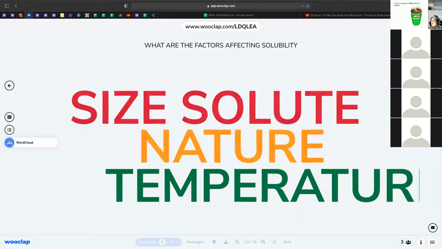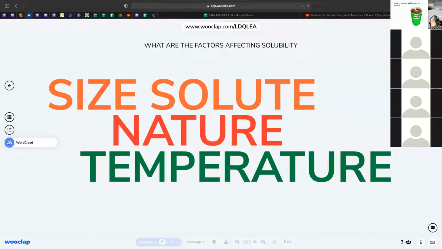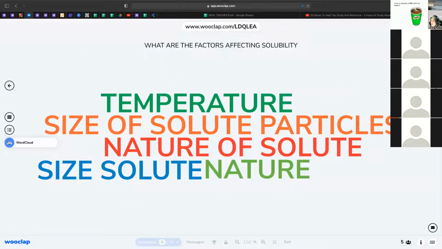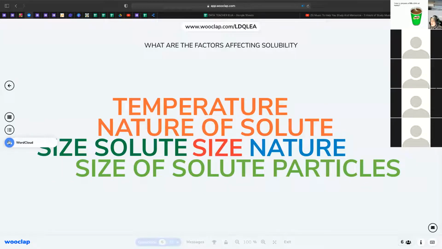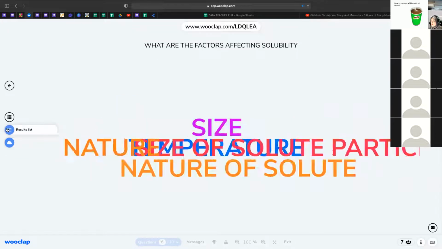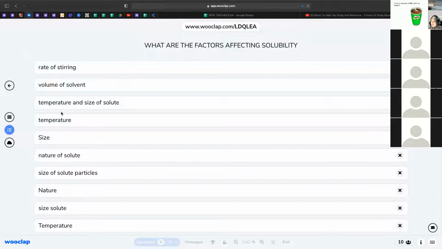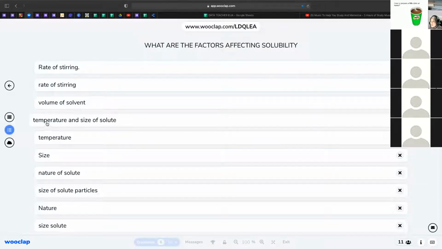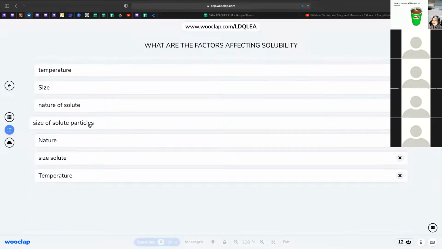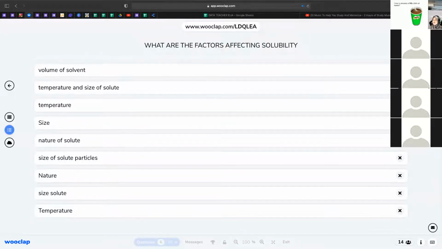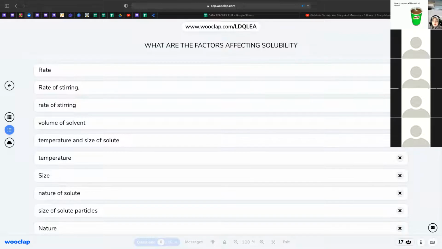So in here, the temperature, the size of solute particles, nature. Here, got volume of the solvent. Yes, volume of the solvent. It seems to be the same, right? Your answers are more or less the same. The temperature. Yes, the temperature.